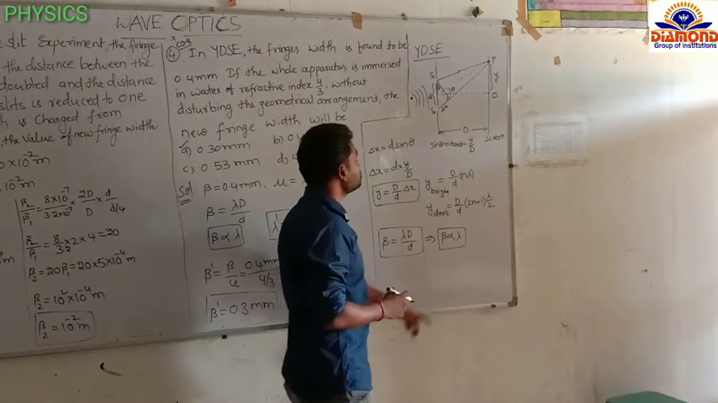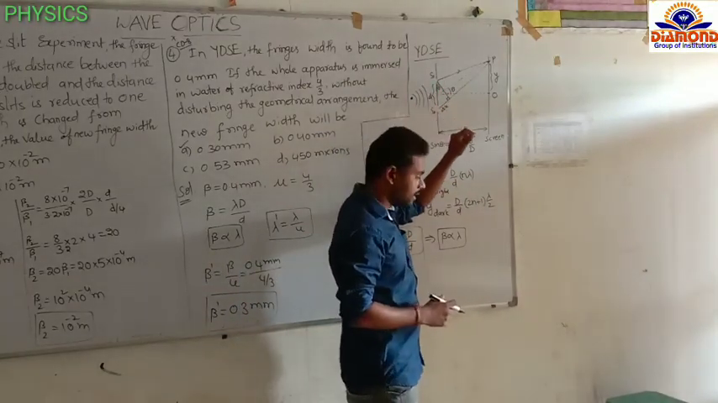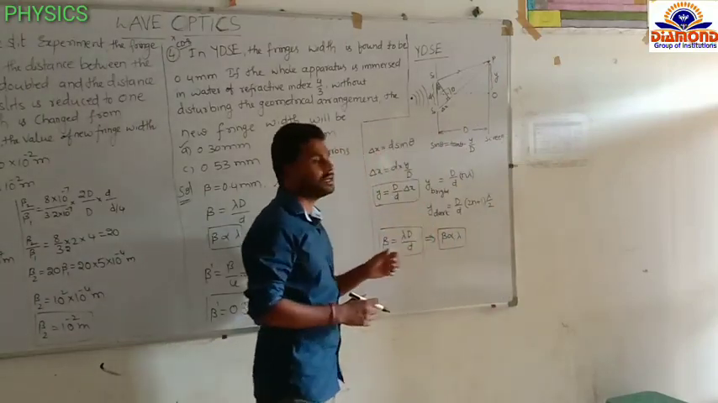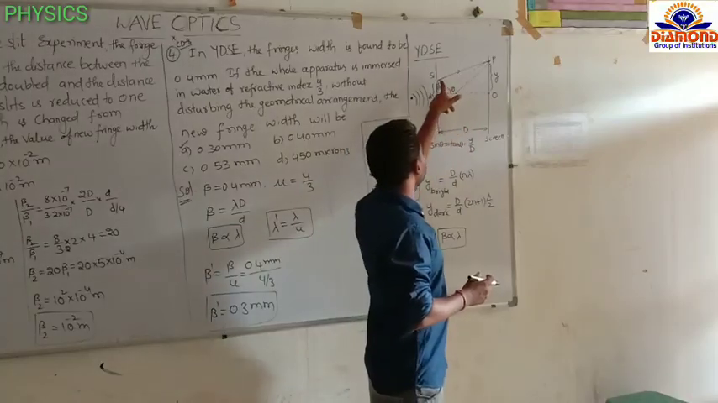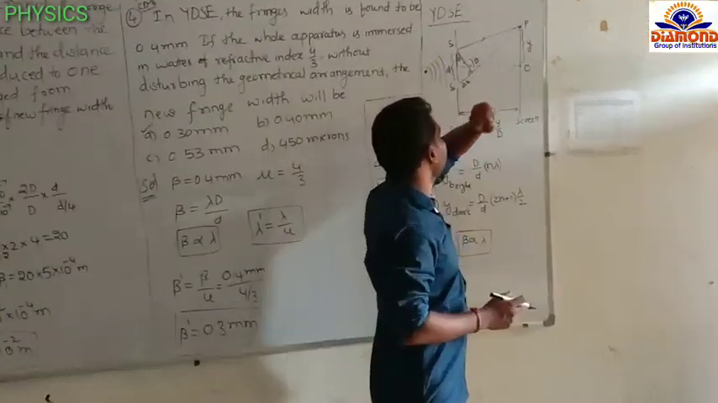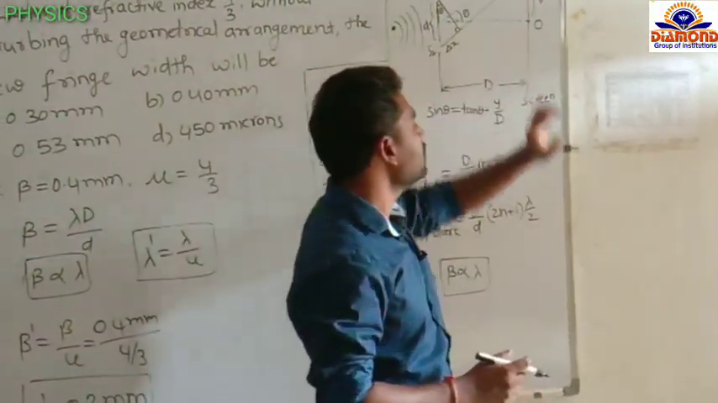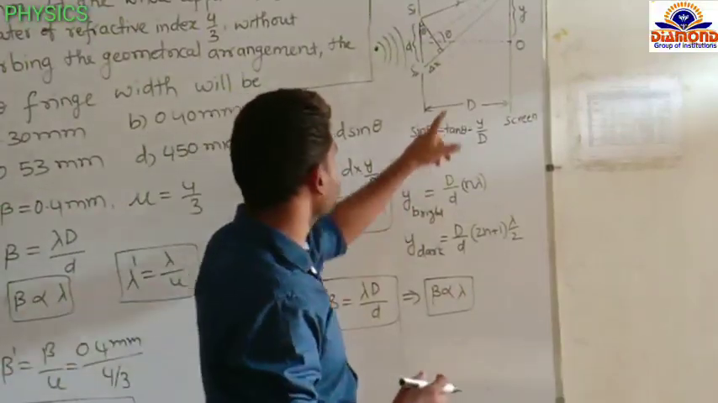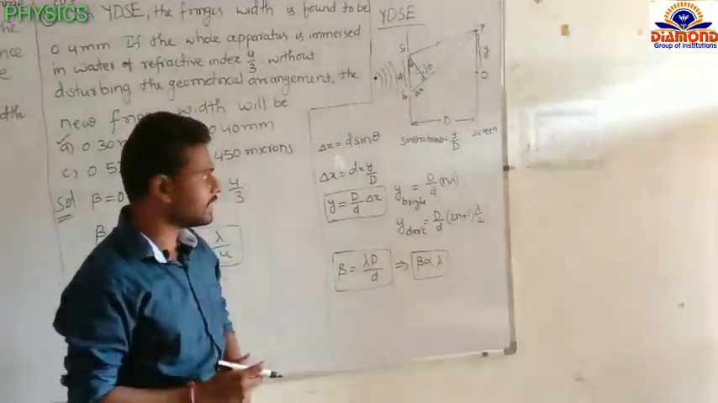Now suppose one wave is coming from S1 and one more wave is coming from S2 and meeting at P and forming the interference pattern, that is a bright fringe or dark fringe, we don't know. The wave moving from S1 to P covers less distance compared with S2 to P. So we have a path difference here. What is that path difference?